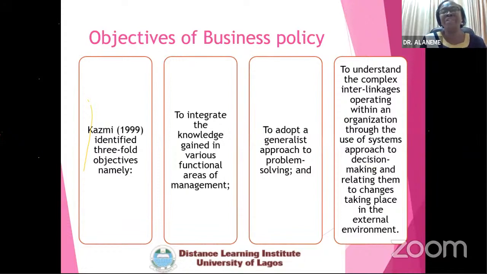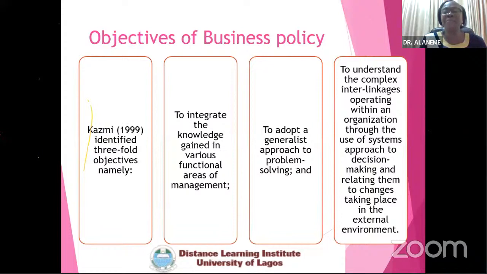Now, when you say to integrate the knowledge gained in various functional areas of management, like I said, all functional areas operate on their own. But when you come together as top management to draft or craft your business policy, of course, knowledge that will come from each of the functional areas will be integrated so that at the end of the day, you will have a business policy that will serve the need of everybody.